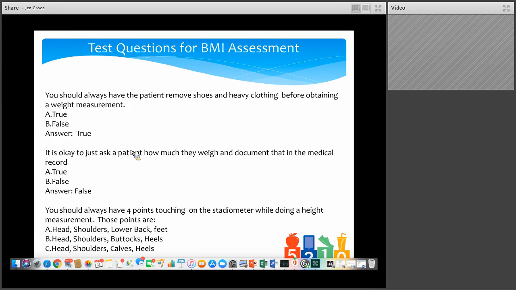And then finally, you should always have 4 points touching on the stadiometer when doing a height measurement. Which points are these? Is it A, B, or C? And the correct answer is B. Their head, shoulders, buttocks, and heels should be touching the wall on the stadiometer when you're doing a height measurement.